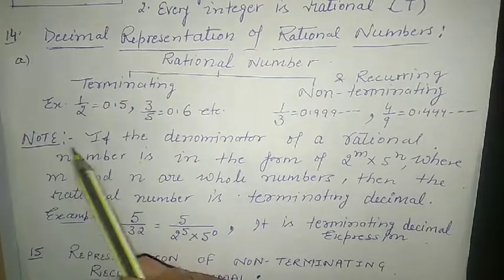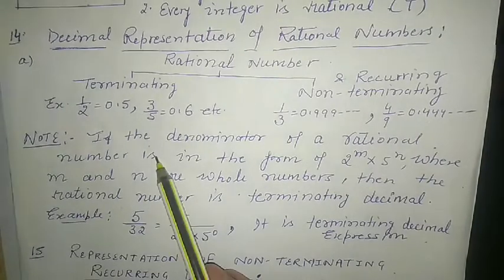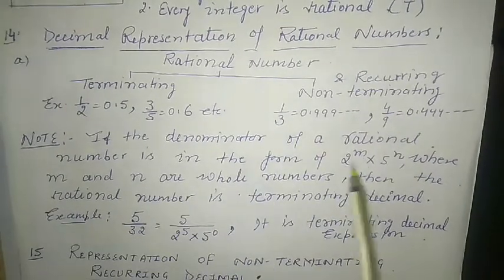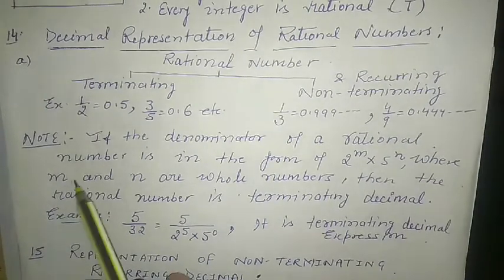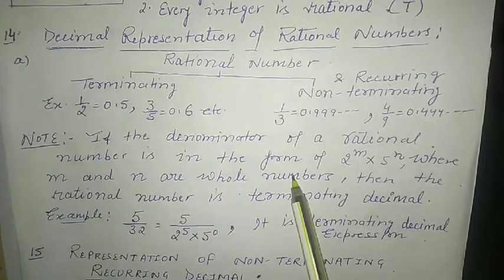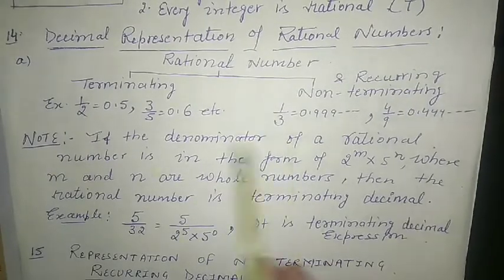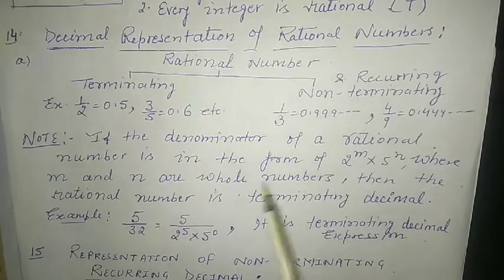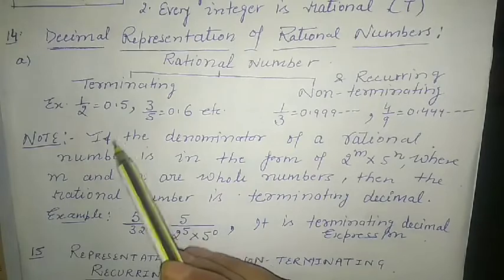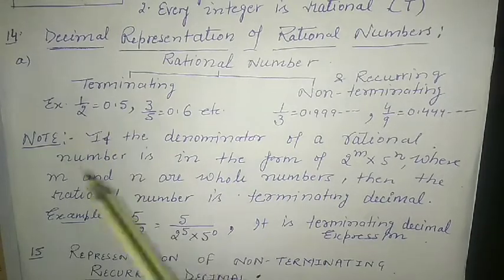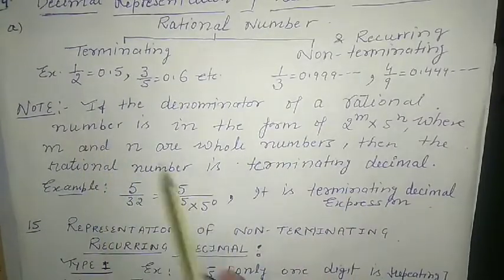The important thing is, if the denominator of a rational number is in the form of 2 to the power m multiply 5 to the power n, where m and n are whole numbers, then the rational number is a terminating decimal. If you do not want to divide the number, and we want to know immediately, without calculation, whether the rational number is terminating or non-terminating, what will we do? We will follow this rule.